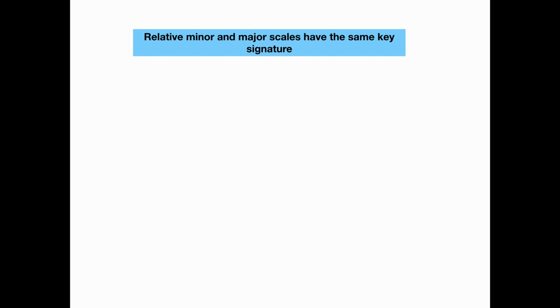I'm just going to go through 3 little bullet points here and then show you how they tie together to help us become more familiar with the process of identifying minor key signatures. So, as we've heard before, relative minor and major scales have the same key signature. The collection of sharps and flats at the far left-hand side of a piece of music looks the same for minor and major scales that are related.